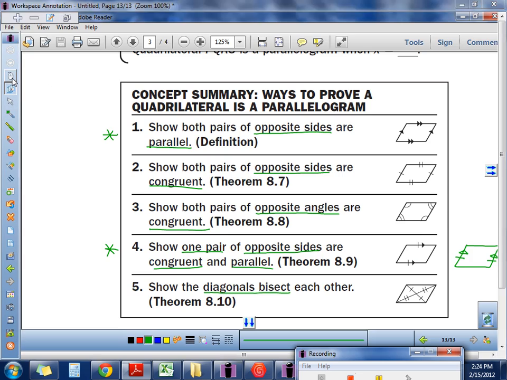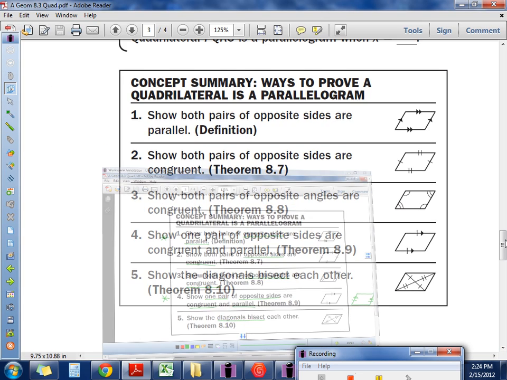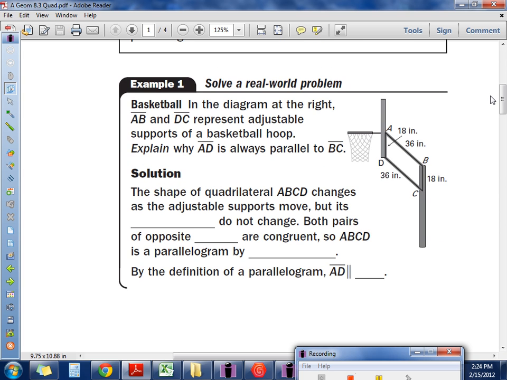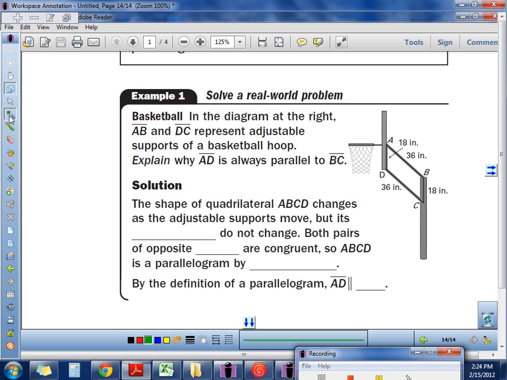So now let's start looking at example 1. Start using these properties. Example 1 talks about a basketball goal, and it wants you to focus on this shape in the back. Which property aligns with that picture? Look at your pictures real quick. Make sure you see which one matches with this one.